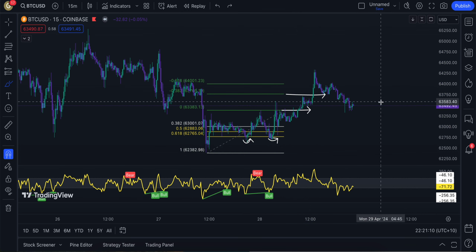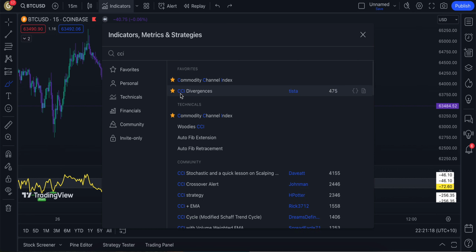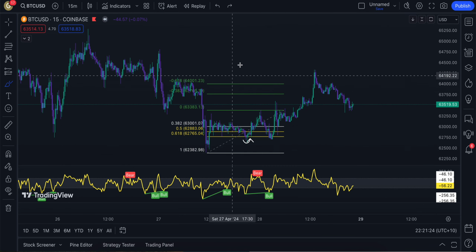So that's how I use it, guys, all the time. That's just your Fibonacci tool over on the side here, okay? And then the indicator that I've currently got on the screen is CCI divergence. This one here, CCI divergences by Tista. I'd highly recommend using it. It's super useful to use also when trading like this.